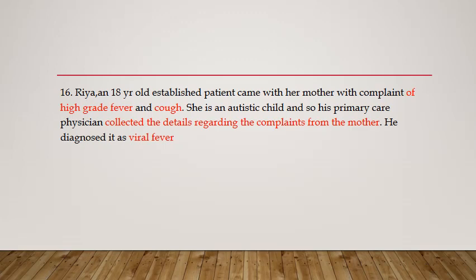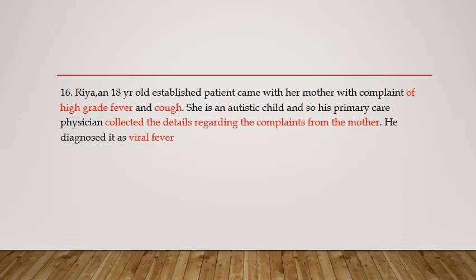What are the points you have to consider? If any tests are ordered or reviewed, or if there is an independent historian, or if the physician discussed the treatment with another physician. Here, it is given that the physician collected the details regarding the complaint from the mother, which means this particular patient has an independent historian. Because the patient is an autistic child, the full history is not given by the patient, it is given by the mother.